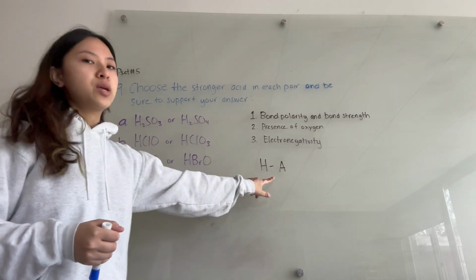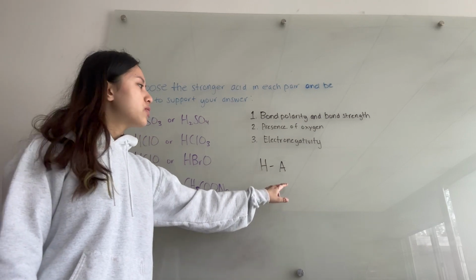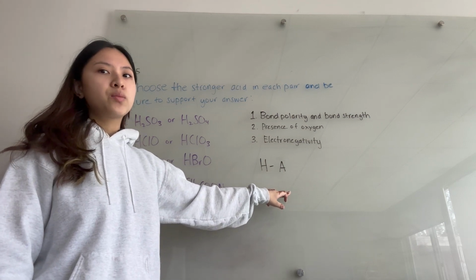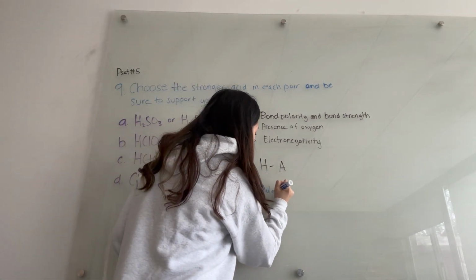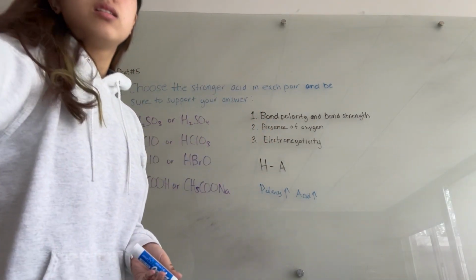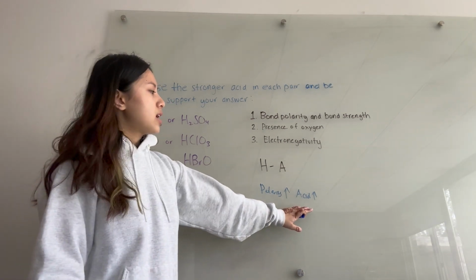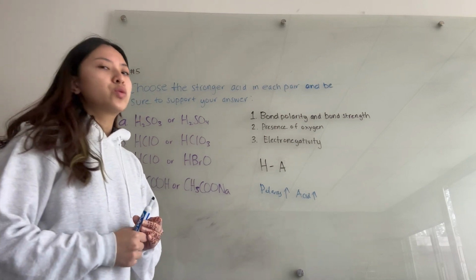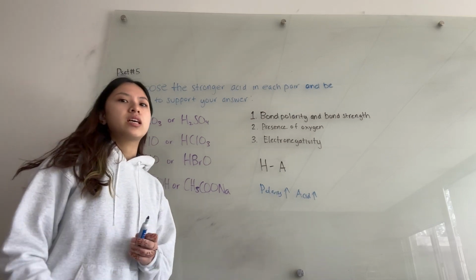The more polar the HA bond is, the weaker the acid is. And the weaker the HA bond is, the stronger the acid is. So if A is more electronegative than hydrogen, more electrons are being pulled towards A, which means the polarity of the bond increases. And as the polarity of the bond increases, the acid strength increases, making it easier to donate a proton. So that's why the acid strength increases. And for bond strength, the weaker the bond is, the more easily a proton can be donated. Thus, a decrease in bond strength means an increase in acid strength.